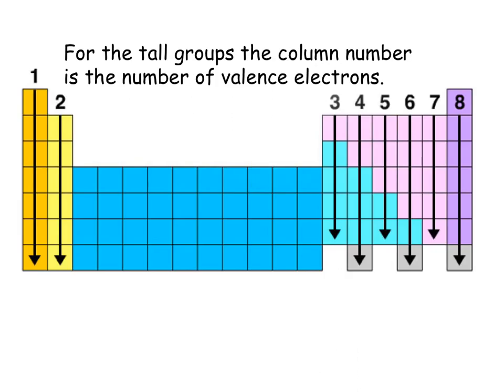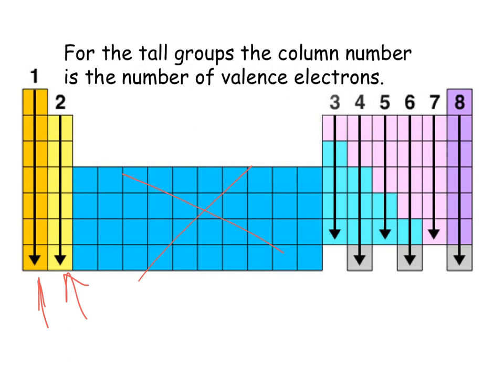Looking at the periodic table can actually tell you exactly how many valence electrons an atom has, as long as we're not dealing with the transition metals, which can have several exceptions. So if you look at only the tall groups, the first group, the alkali metals, would have only one valence electron. Then the next group over, alkaline earth metals, would have two valence electrons.